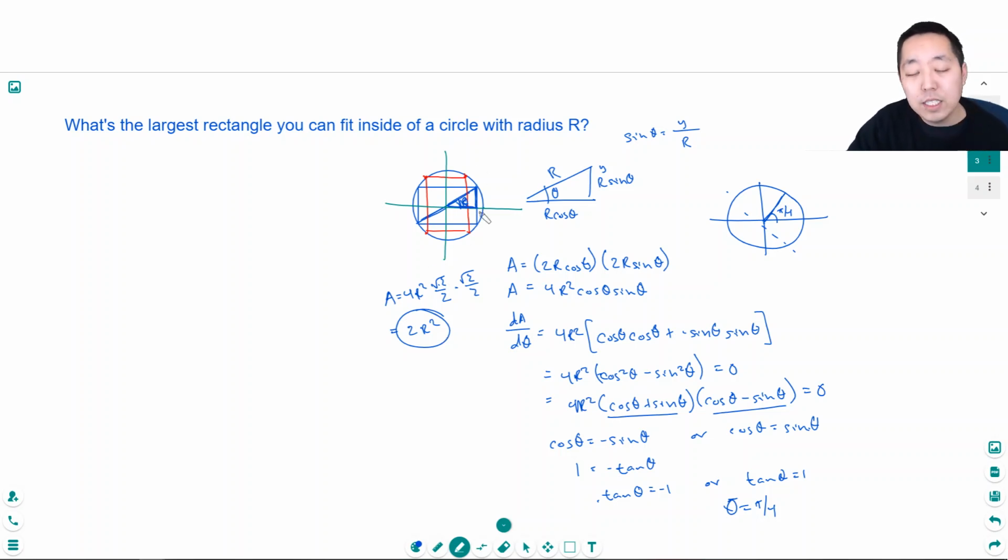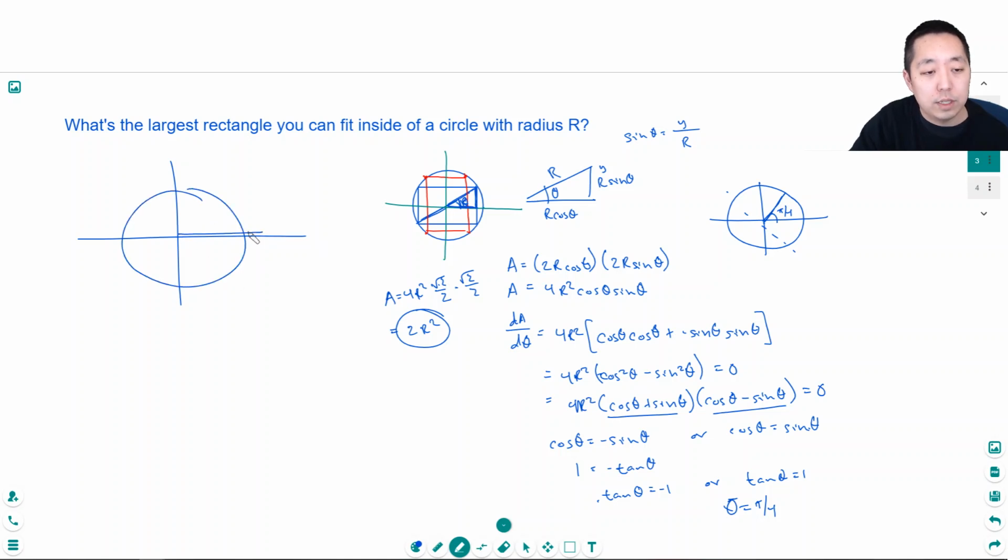Now, let's say we didn't do it by theta. Let's say we just did it simply with Cartesian coordinates, and I chose the x value. So I'm given x, and I need to find the area of this whole rectangle, given this x value.